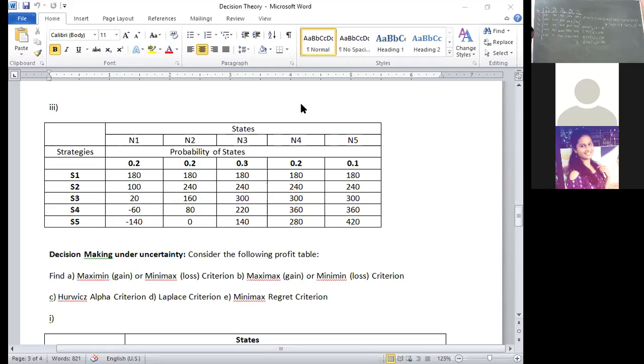Are you getting the same answers or not? Verify, students. For strategy S2, 212 is the answer. For strategy S3, the answer is 216. For strategy S4, the answer is 178. For strategy S5, 112.